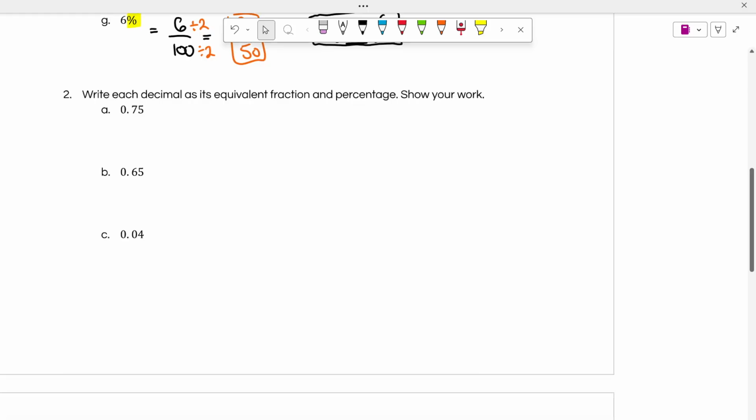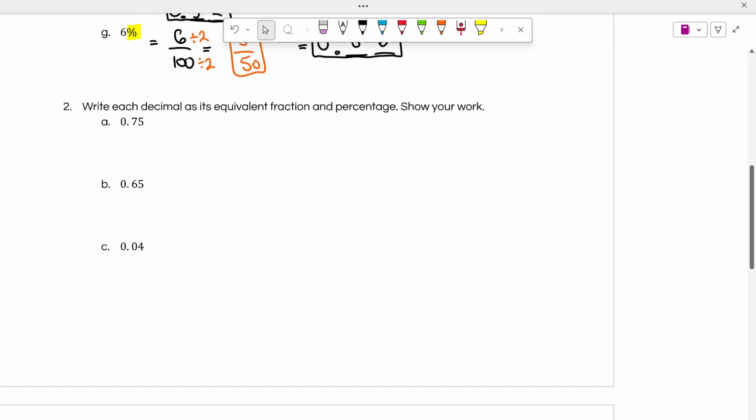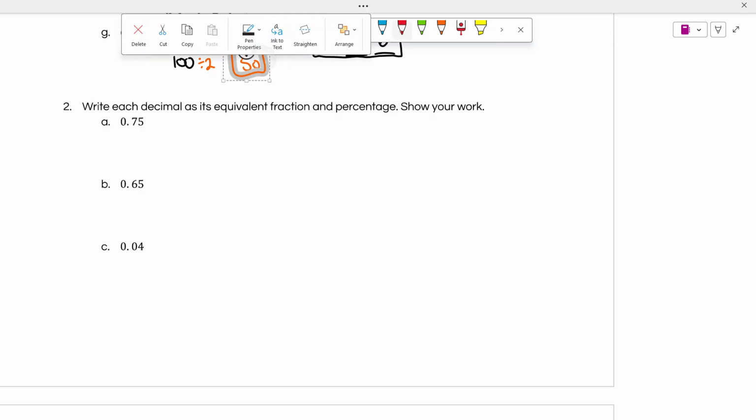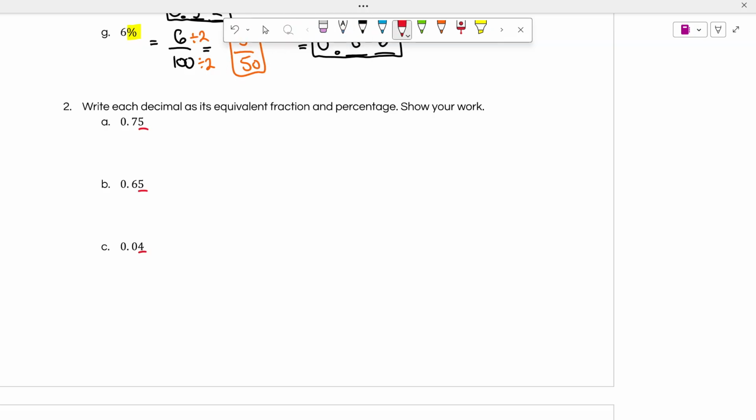Take a look at question 2. We want to start with a decimal this time and convert it to its equivalent fraction and percentage, of course showing our work. When we start with a decimal, we want to look at the farthest right place. And in all of these, the farthest right places are in the hundredths place in all 3 of these questions. So I know that all my fractions are going to start out over 100 since my decimals reach the hundredths place. Fill in the digits from the top without a dot as the tops.